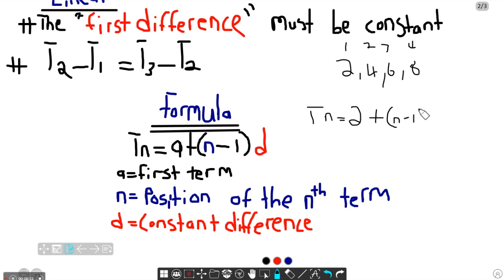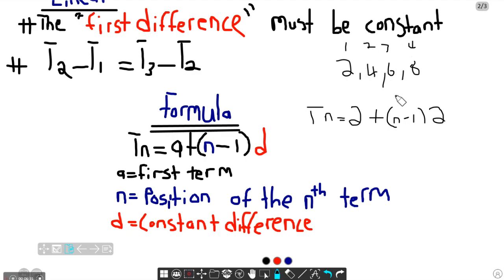And then now, what is d? d is our constant difference. Now, in this number pattern, what was our constant difference? It was 2, which means you're going to multiply it with 2. Now, this is our formula for this pattern.